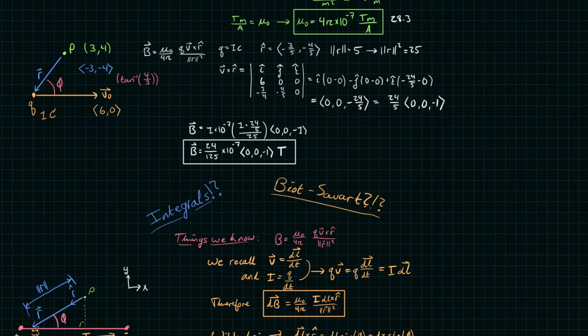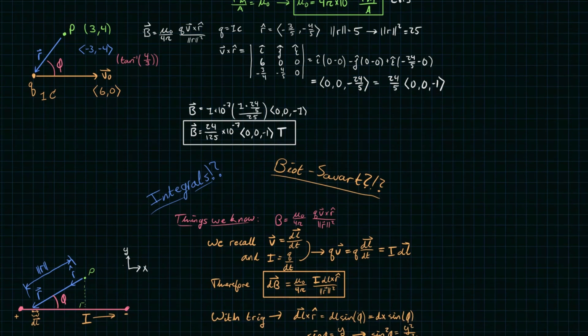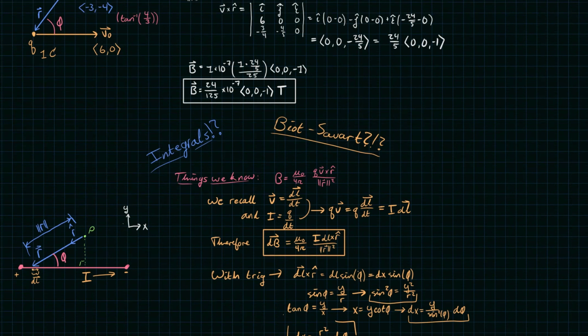So, if we know this now, a differential magnetic field, because we're taking into account a differential length, is going to be mu naught over 4 pi, I dl crossed with r hat over the magnitude of r squared. Now, this is the bit that's going to get a bit tricky, but bear with me. The goal of this, I'll write it down. Goal is to simplify to one term.